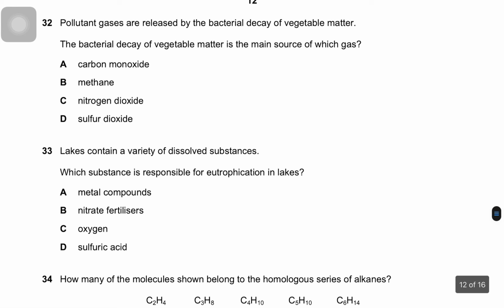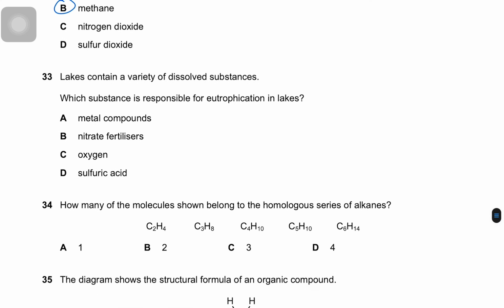Question 32 says, pollutant gases are released by the bacterial decay of vegetable matter. The bacterial decay of vegetable matter is the main source of which gas? So obviously it has to be methane. Methane is released by the decay of vegetable matter.